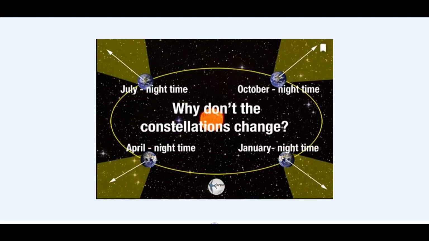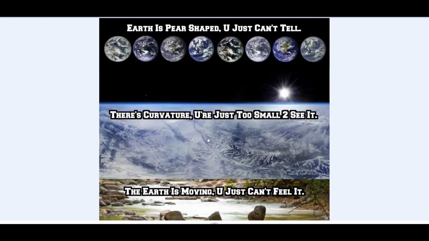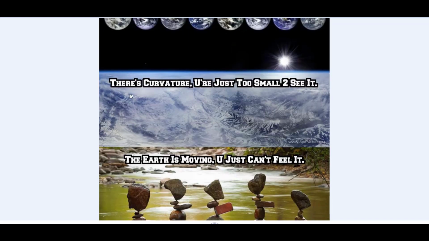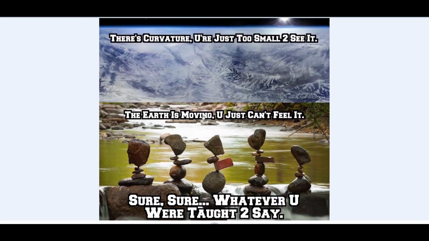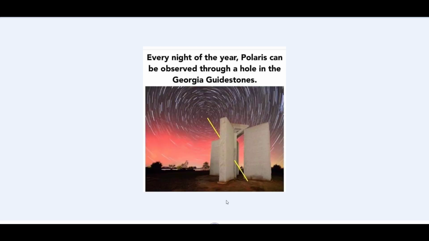Why don't the constellations change? And the nighttime and the months. The constellations are the same. Look, we all know how Earth is. Earth is pear-shaped. You just can't tell, they say on television. There's curvature. You're just too small to see it. The Earth is moving. You just can't feel it. Look at the equilibrium. Sure, whatever you were taught to say.